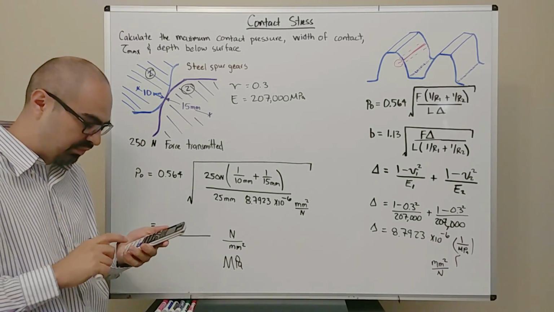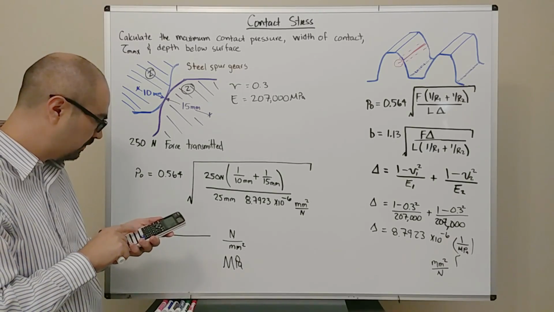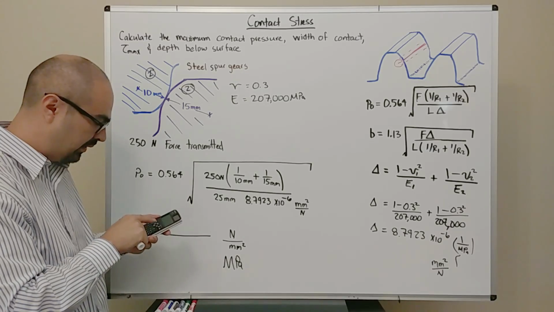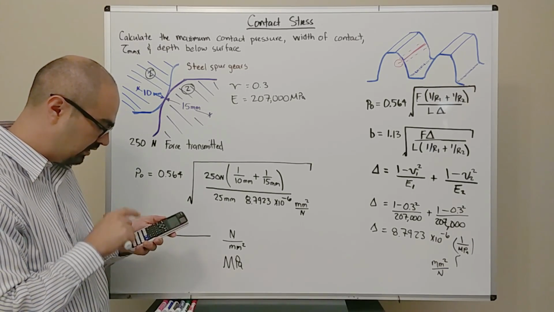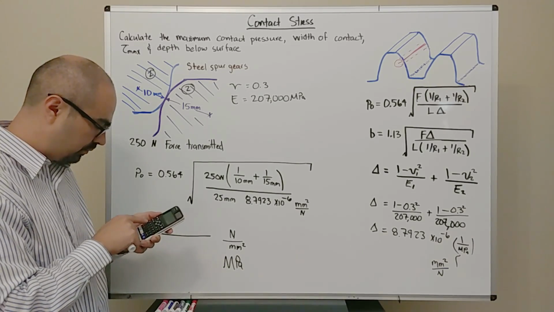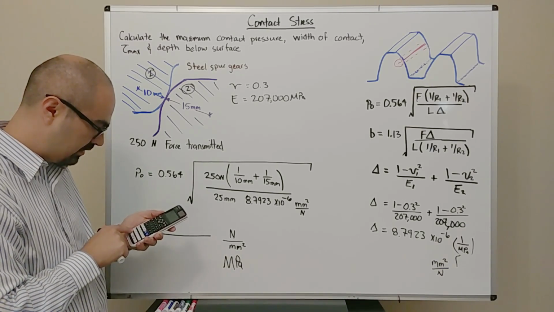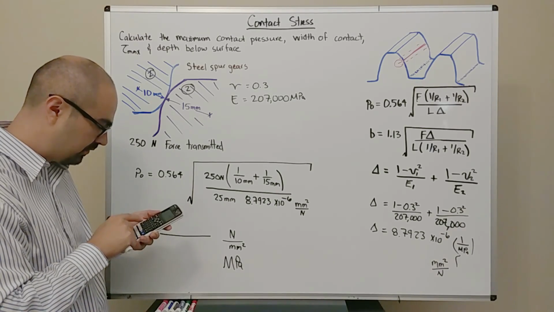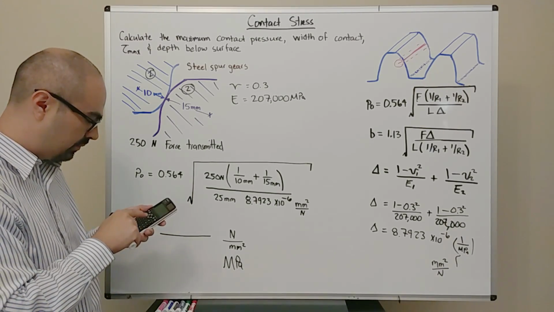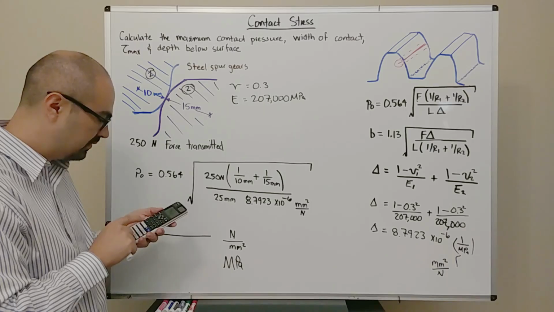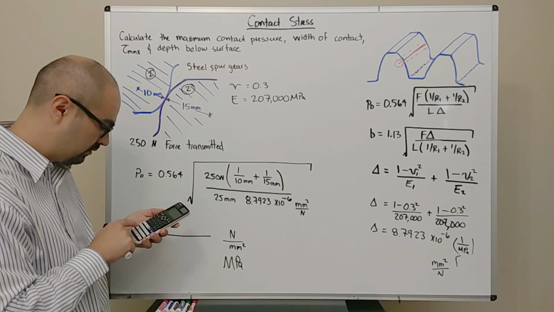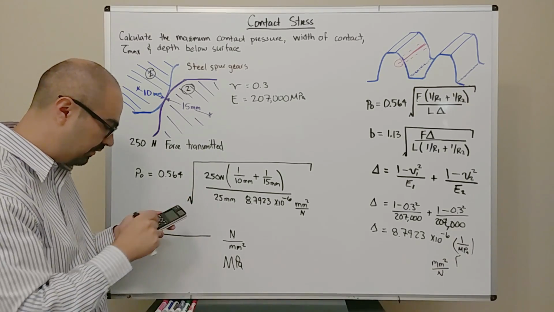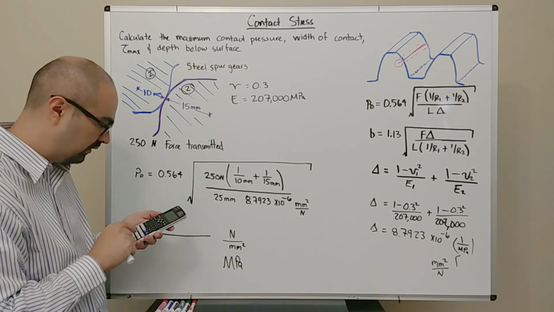So I'm going to go ahead and type the values over here. 0.564 times the square root of this big old fraction, which is 250 times 1 by 10 plus 1 by 15, all of that divided by 25 times 8.7923 times 10 to the negative 6.